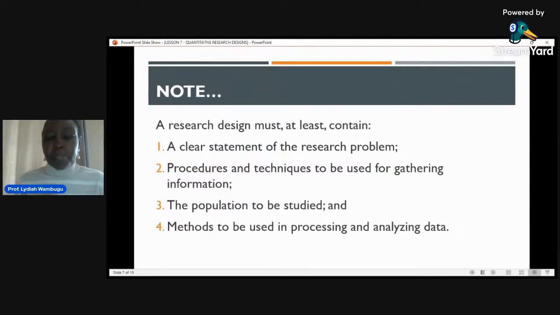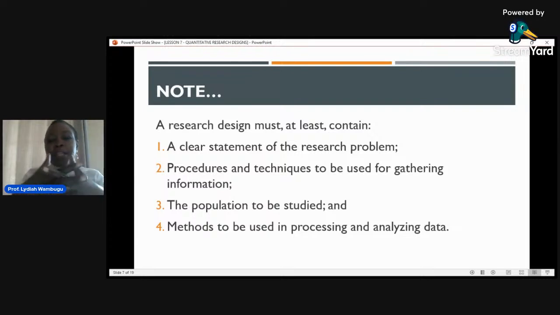A research design must at least contain a clear statement of the research problem. That means there must be a correlation between a research design and the problem. The research design must be addressing the problem. It also must show the procedures and techniques to be used for gathering information, that is, how you will collect information. What are the methods that you are going to use? The population to be studied and how you will sample. And then how will you process and analyze the data?